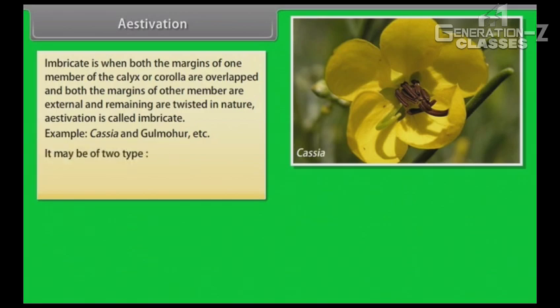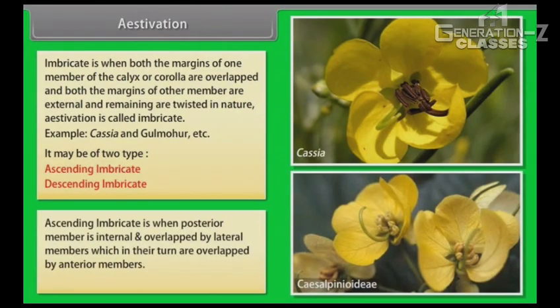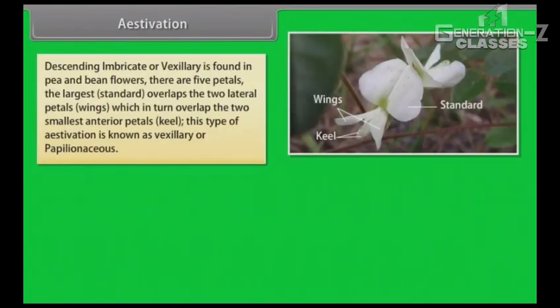It may be of two types: ascending imbricate, descending imbricate. Ascending imbricate is when posterior member is internal and overlapped by lateral members, which in their turn are overlapped by anterior members. Example, Caesalpinioideae. Descending imbricate or vexillary is found in pea and bean flowers. There are 5 petals. The largest, standard, overlaps the 2 lateral petals, wings, which in turn overlap the 2 smallest anterior petals, keel. This type of estivation is known as vexillary or papilionaceous.